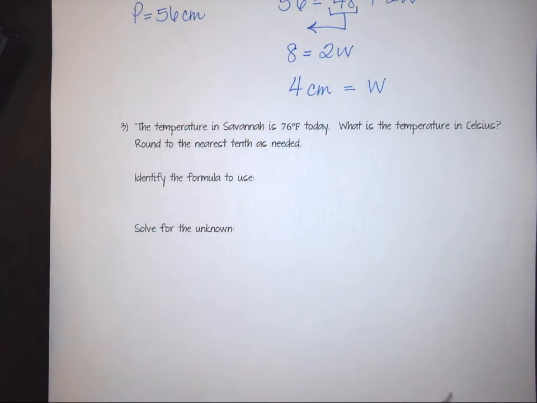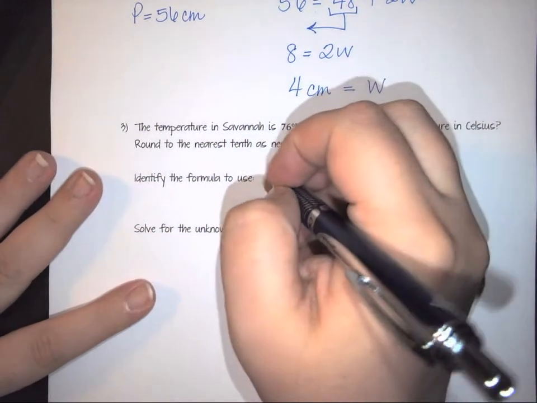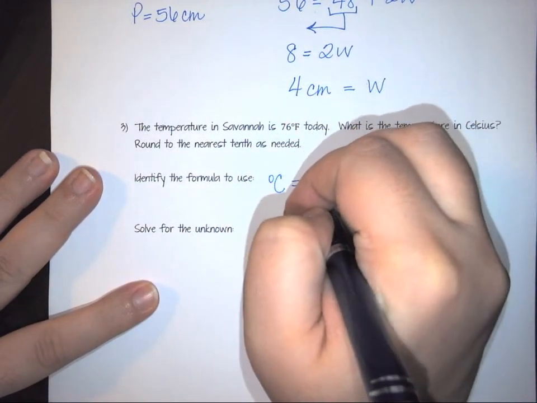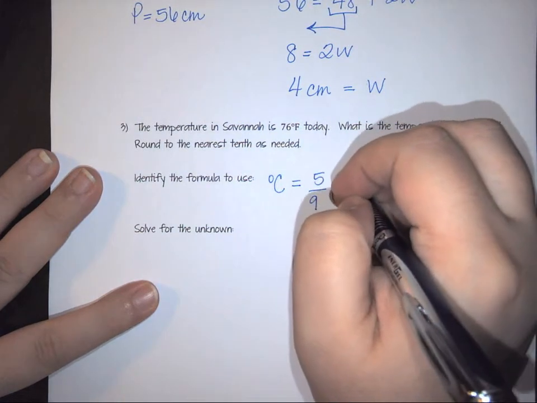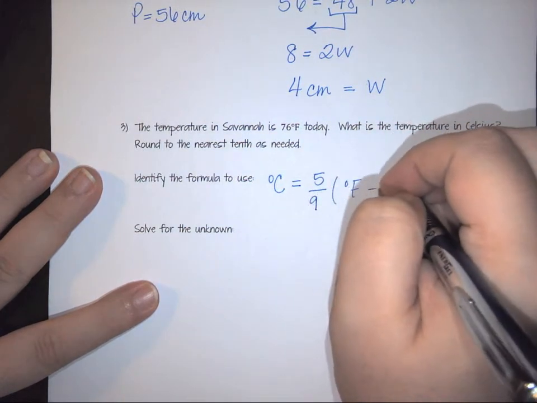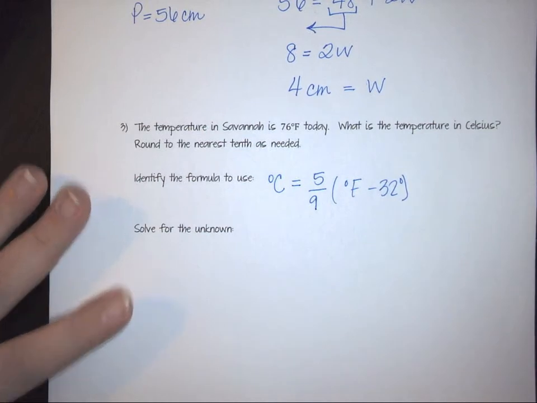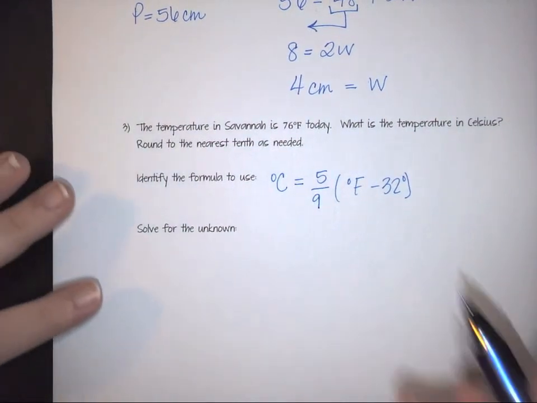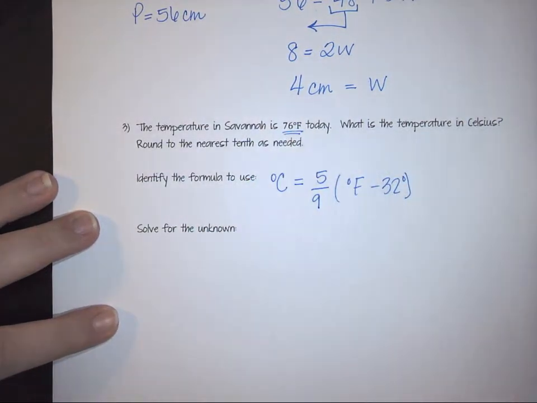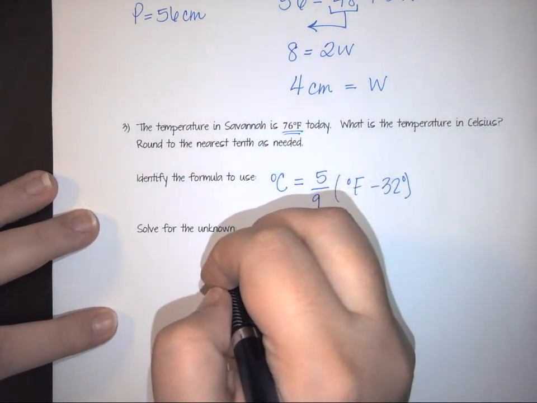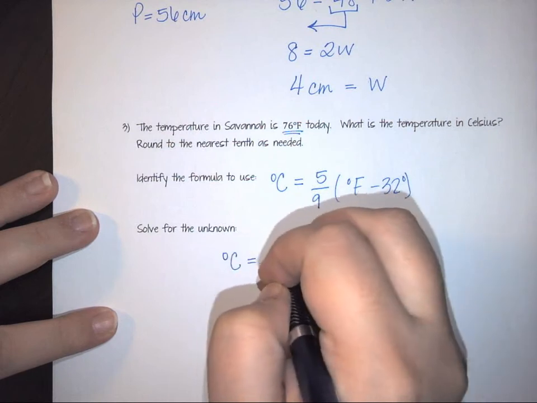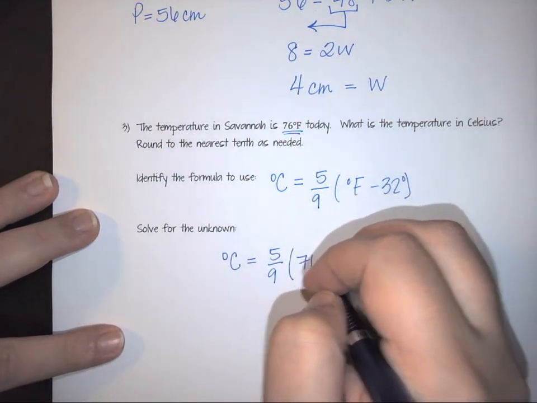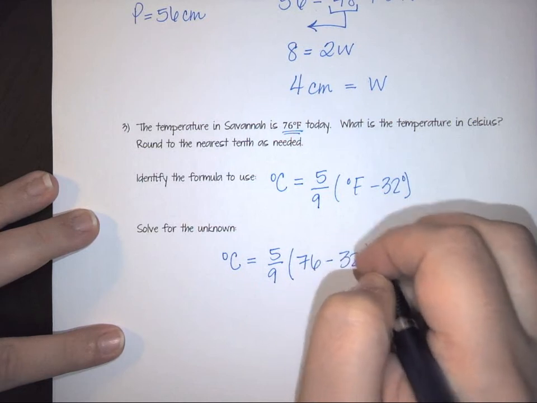Alright, so in going back to the formula that we have, we need to remember that my degrees Celsius is going to be 5 over 9 times my degrees Fahrenheit minus 32 degrees. So we have to look at what do we know. Well, we've been given degrees Fahrenheit. So we know my Celsius is going to be 5 over 9 times 76 minus the 32.